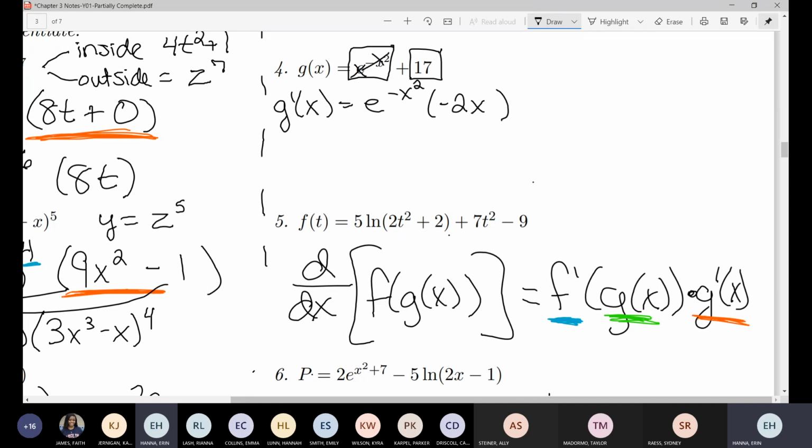Taking care of the negative 2x, sorry, the negative x squared, we've got nothing else to take the derivative of for that chain rule. So now I just have to add on the derivative of 17. 17 is just a number by itself. There's no x there, so the derivative is 0.